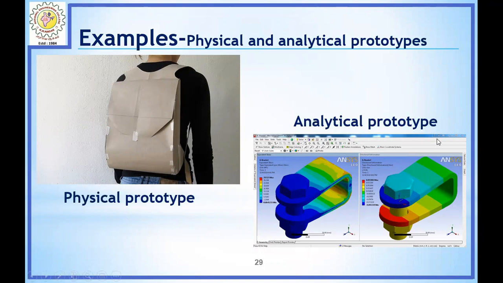See here, in designing bridges or any civil structure or mechanical elements, nowadays people are using some analytical software. In the software, yes.